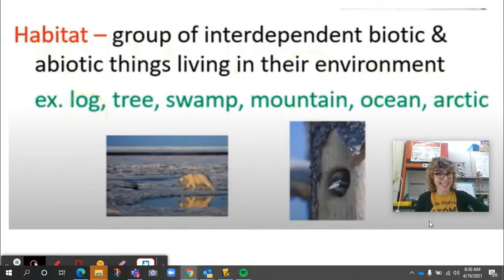Okay, so then what's a habitat? Habitats are groups of interdependent living and non-living things, or biotic and abiotic things, living in their environment. So it's really a place where organisms are able to live. So a log, for example, could be a habitat if a bird is using that habitat or that log as a place to live, keep its nest. But we could also go on a larger scale, right? Like the ocean is a large habitat with many living and non-living things interacting with one another. And it's a place where those living things live and thrive.